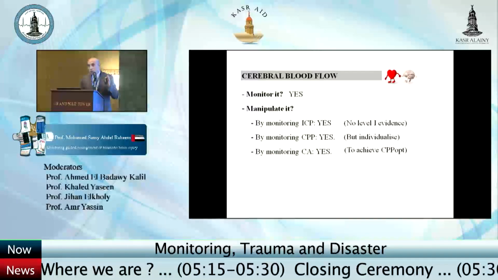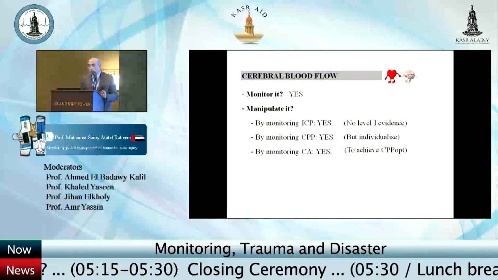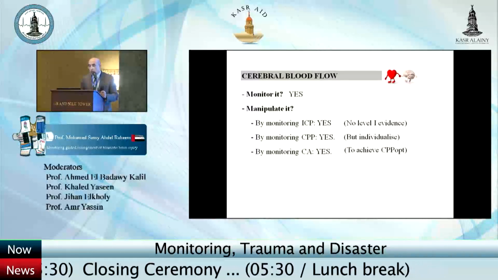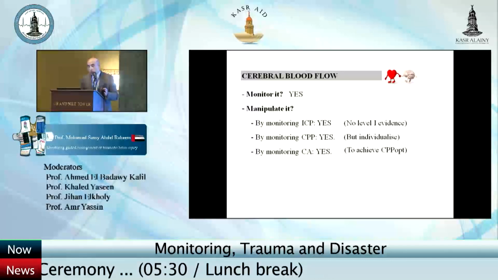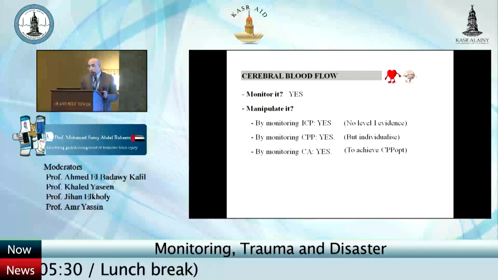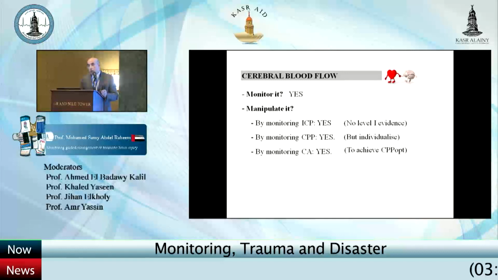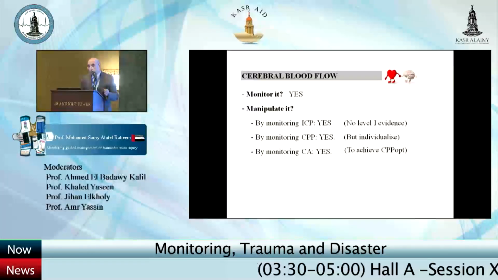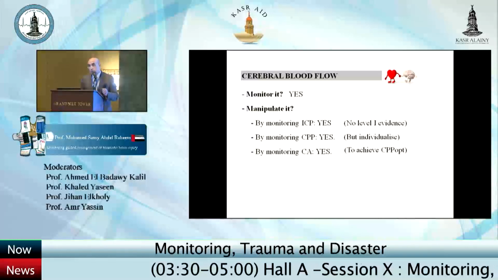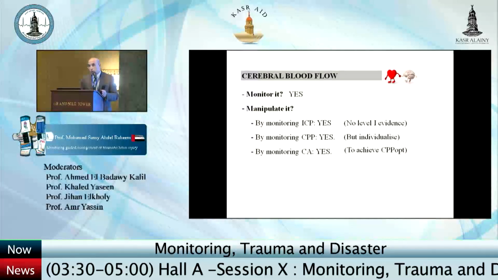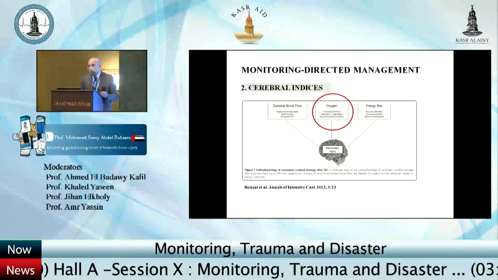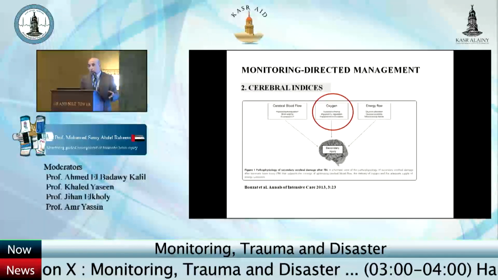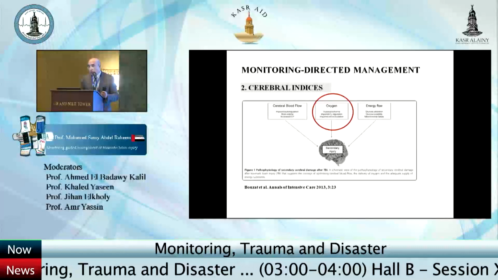Do we have to monitor ICP? Yes, the answer is yes. Manipulated? Yes. By ICP, cerebral blood flow. Monitor cerebral blood flow? Yes. Manipulated by ICP? Actually, yes, though there is no level 1 evidence. By monitoring cerebral perfusion pressure? Yes, but we have to individualize it to get the optimum cerebral perfusion pressure. By monitoring cerebral autoregulation? Yes, because this is the only way to measure the optimal CPP, by measuring cerebrovascular reactivity. Now we can ensure that the cerebral blood flow is optimal for the patient.